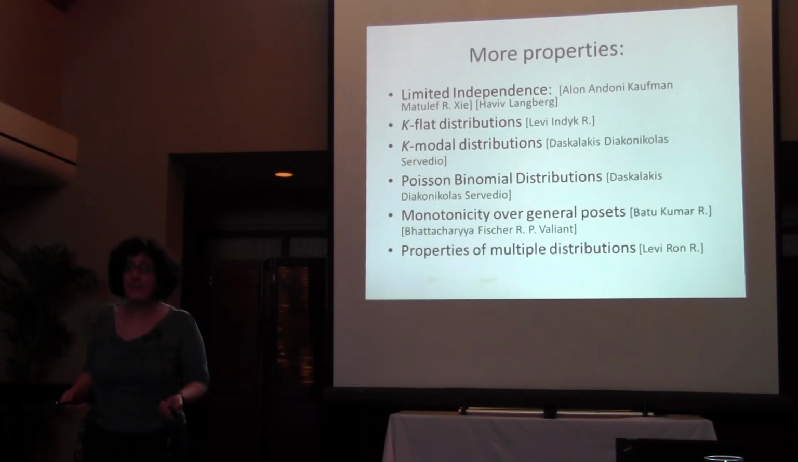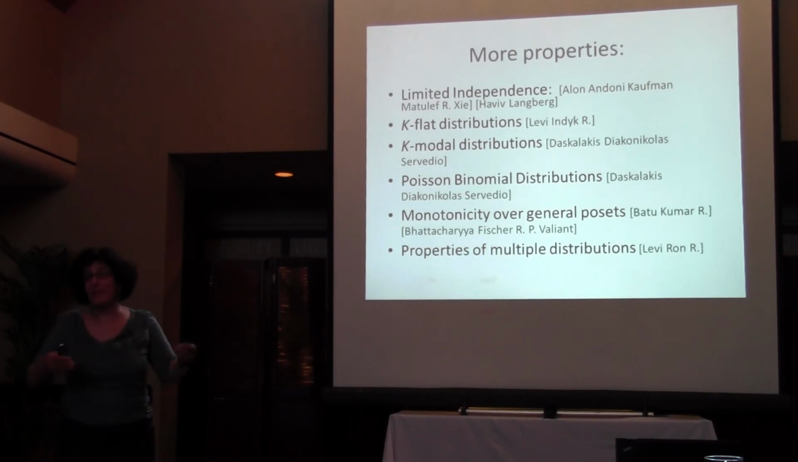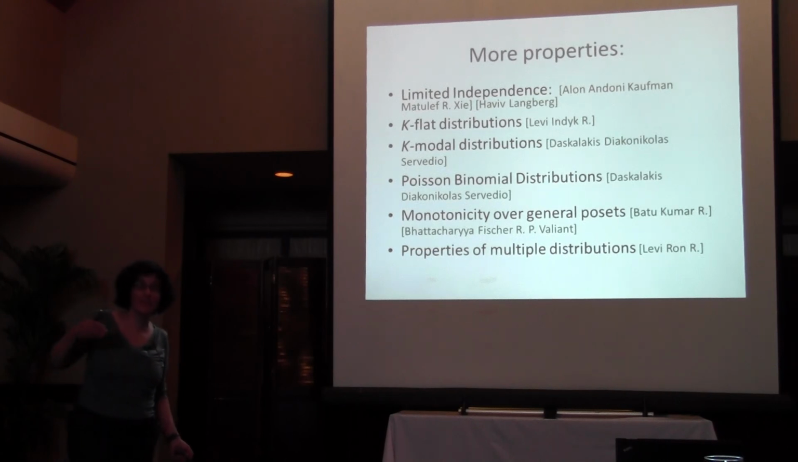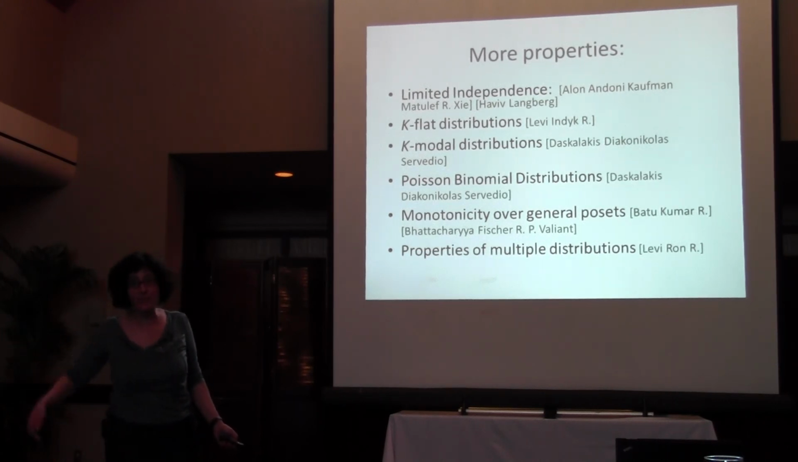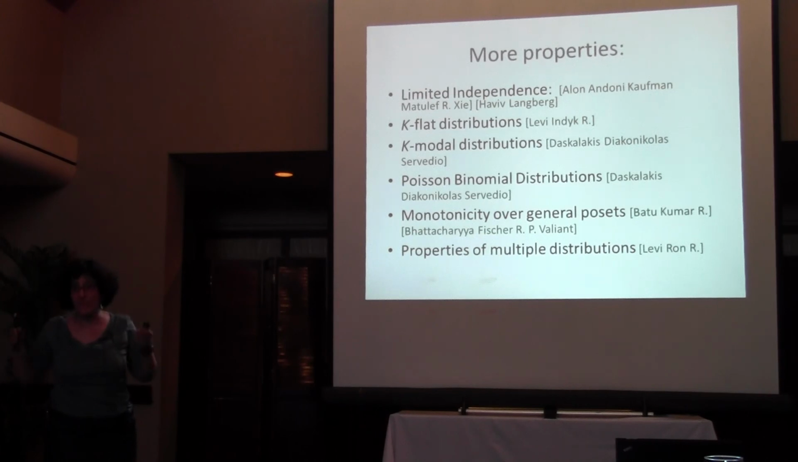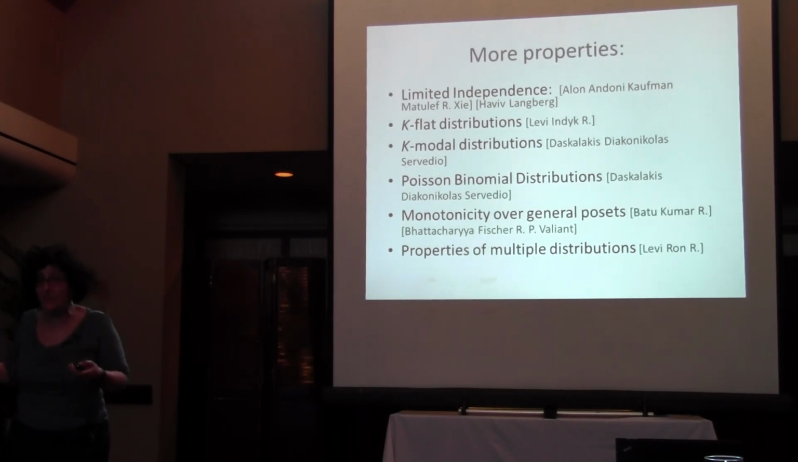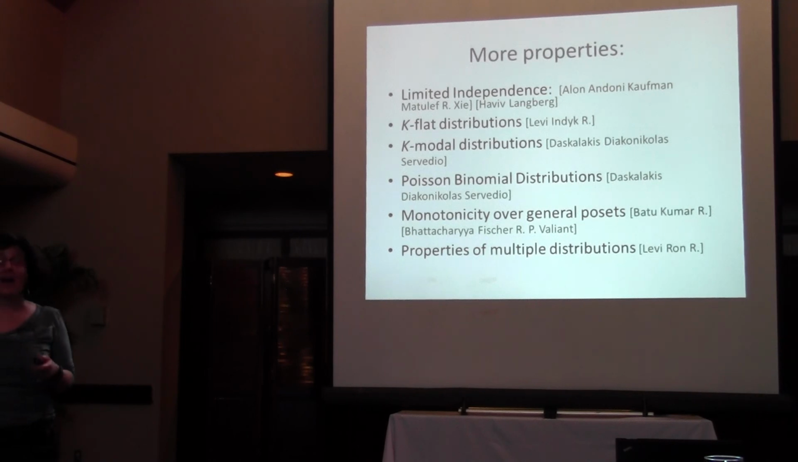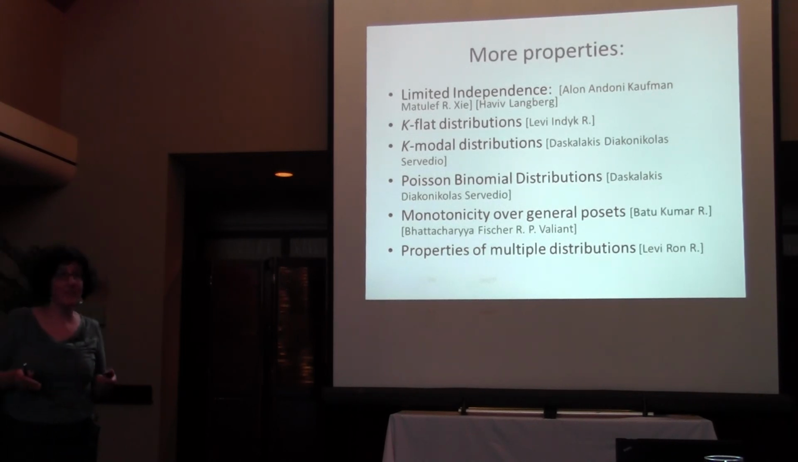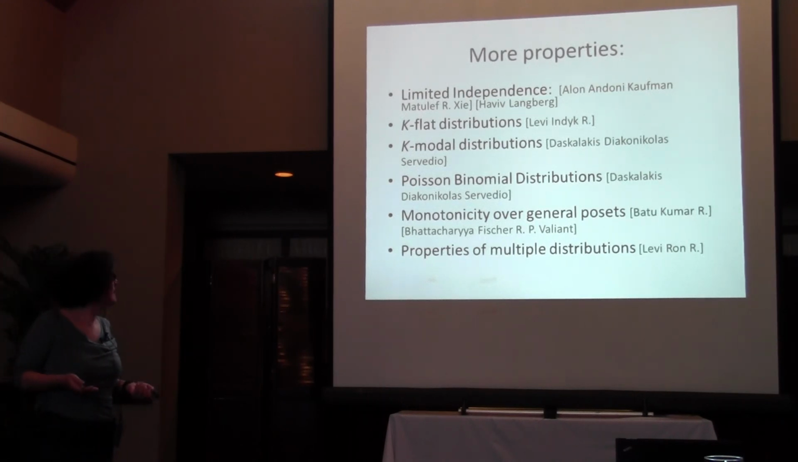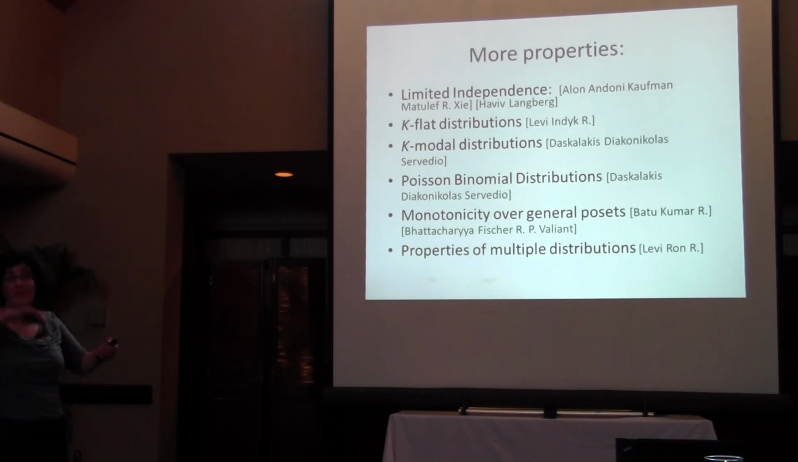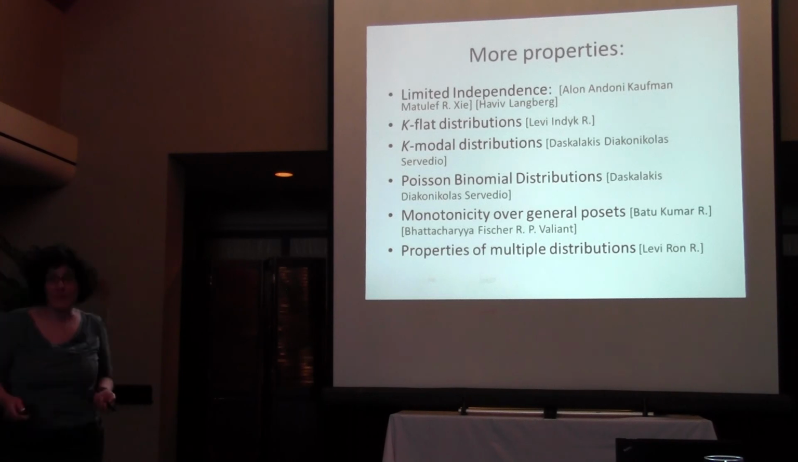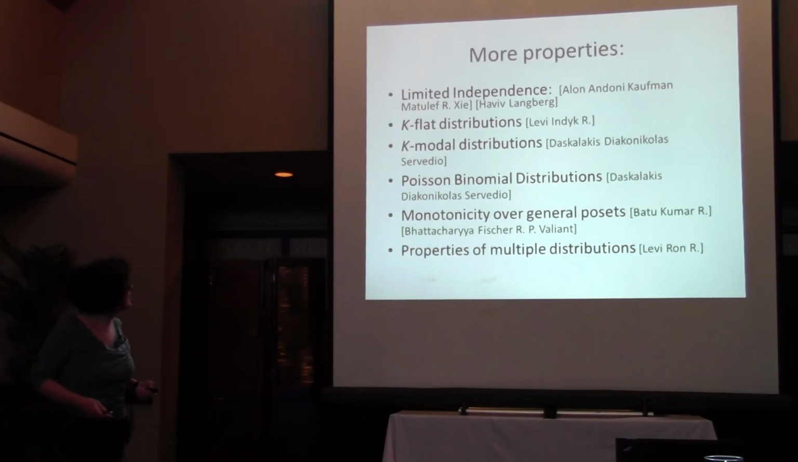Lots of other properties have been looked at. Limited independence: many people in the theoretical computer science community are interested in k-wise independence and epsilon k-wise independence. Those are approximations to k-wise independent distributions. The supports required to generate k-wise independent distributions are exponentially smaller. The testing problem is also exponentially faster. K-flat distributions, for example k-histograms, k-modal distributions, all kinds of shape properties of distributions like monotonicity, and properties of multiple distributions. All of these problems have been considered.